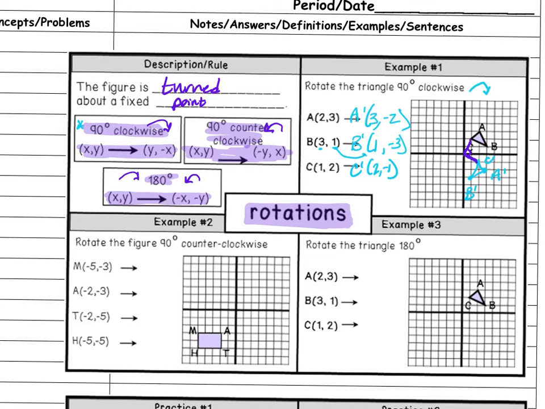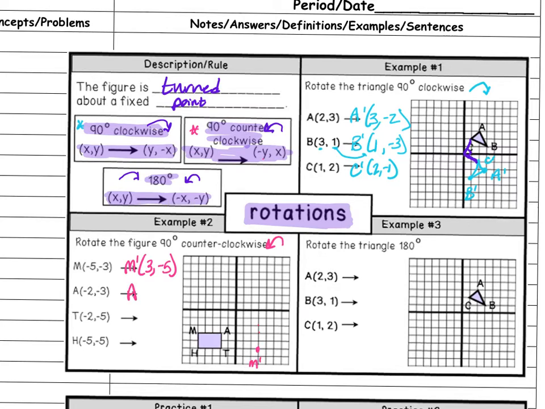So now we're going to come over to example 2, and we're going to do the same thing with rectangle MATH, only we're going to rotate 90 degrees counterclockwise. So this one I'm going to use this as an example, and that's going to be my rule. So I want M prime. Well, what does it say? It says my y becomes my x, and it's negative. So a -3 becomes a +3, and then x becomes my y, which is -5. So I've got 3, 1, 2, 3, 1, 2, 3, 4, 5, and that's M prime.